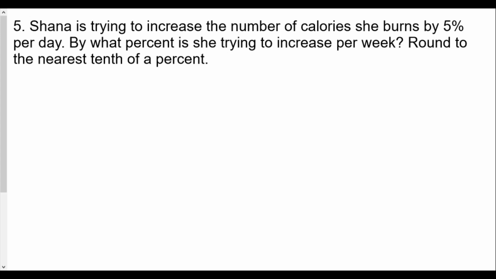Number 5. Shauna is trying to increase the number of calories she burns by 5% per day. By what percent is she trying to increase per week? Round to nearest tenth percent. So here, in this case, the r value will be 5%. And that's because in this case, the k value will be the total after a week. So 5% is the same thing as 0.05. And our n value will be 7 for the 7 days. And k, of course, will be the unknown value.